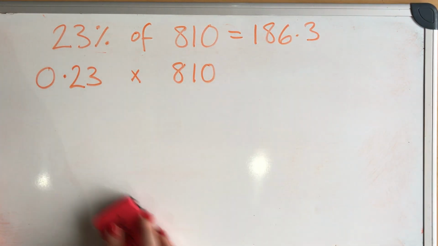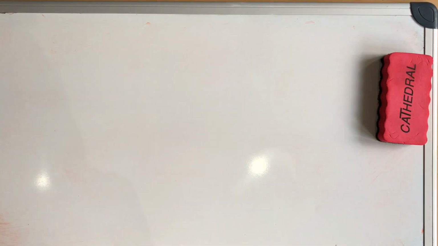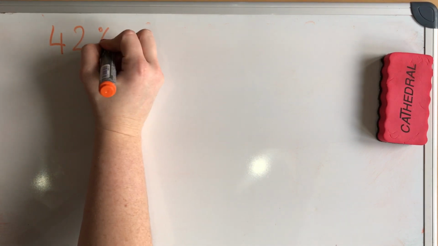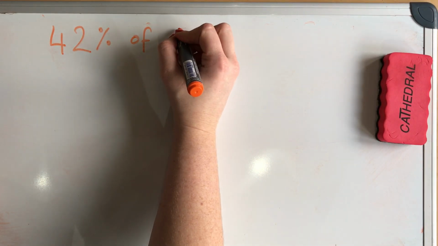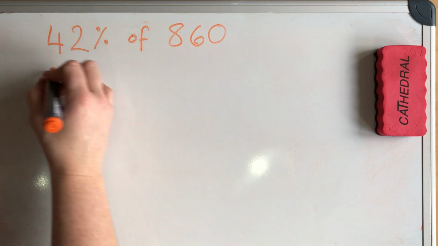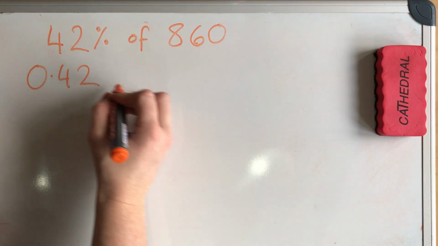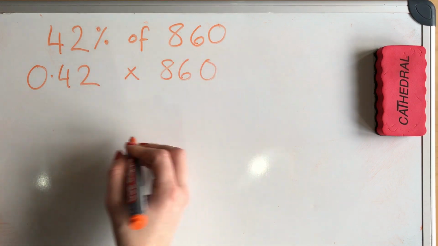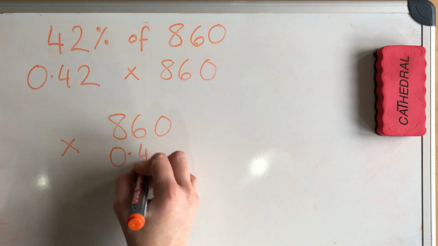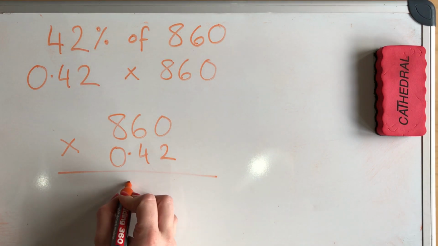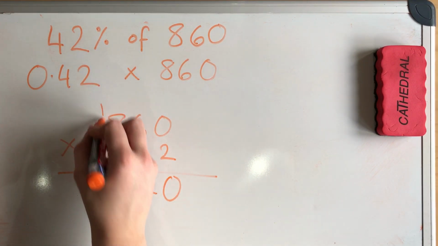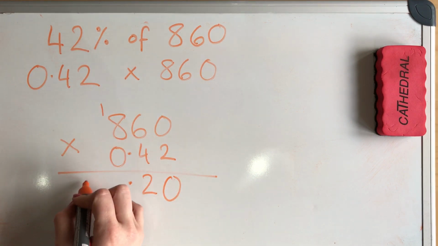So let's have another go. What about if I needed 42% of 860? So I can convert that into my decimal. So I've got 860 multiplied by 0.42. Put my decimal point in. 2 multiplied by 0 is 0. 2 multiplied by 6 is 12. Carry the 1. 2 multiplied by 8 is 16, 17.